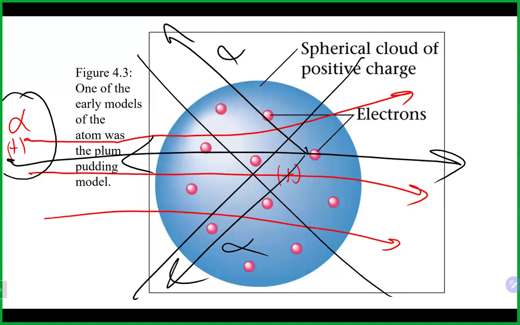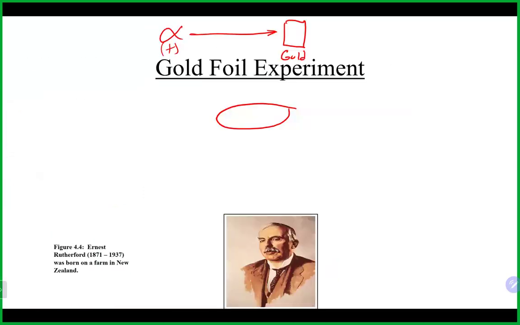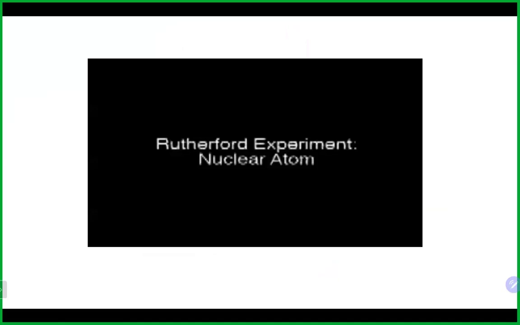So the results that he saw were really surprising for him. That really led to us understanding that this plum pudding model is not necessarily the correct model of the atom based on the results that he saw. So let's take a look at that. I think I've got a little video here maybe.